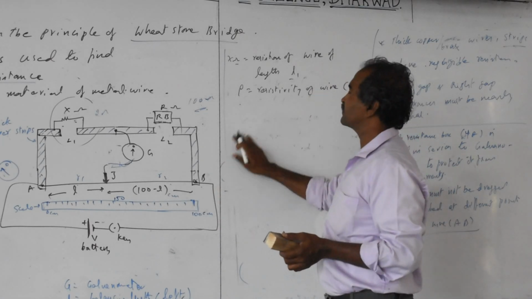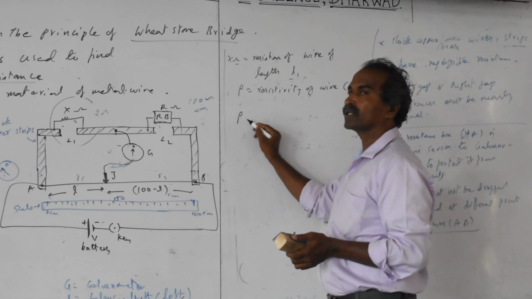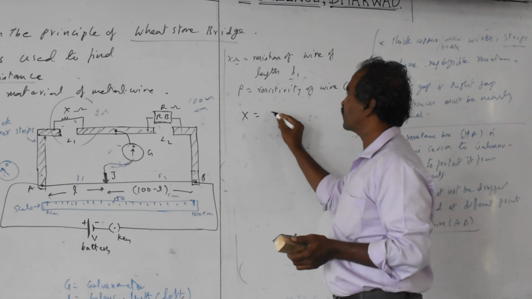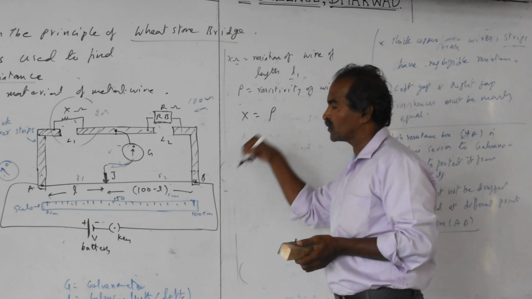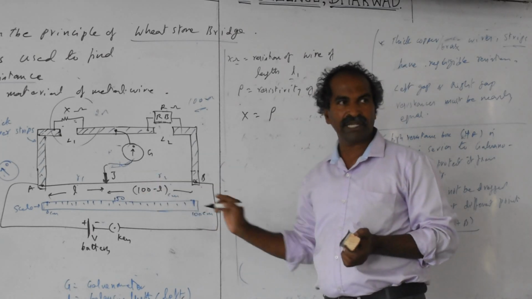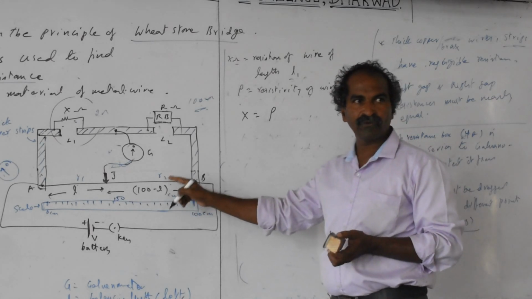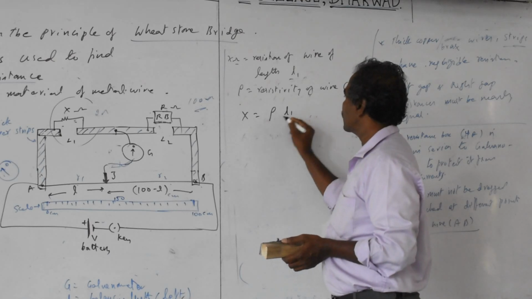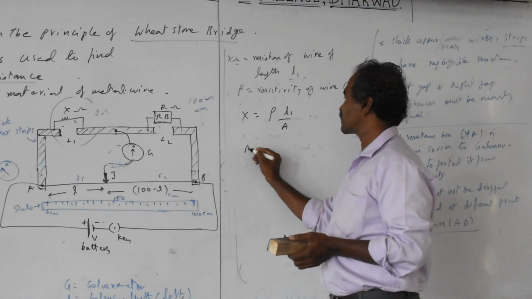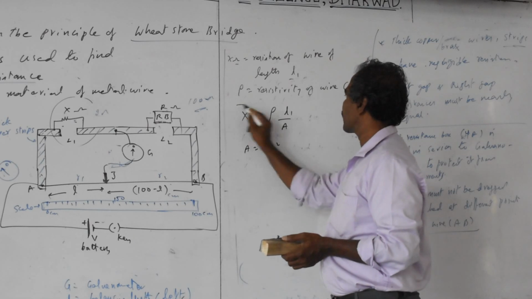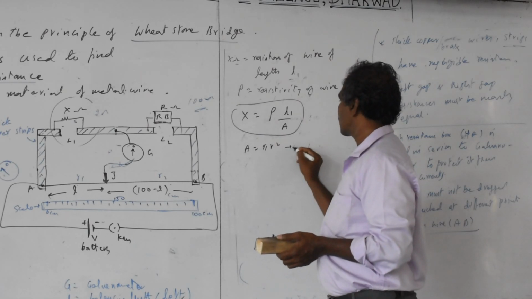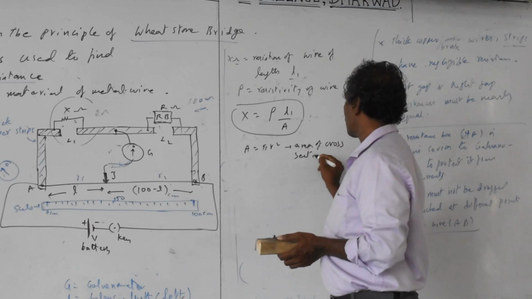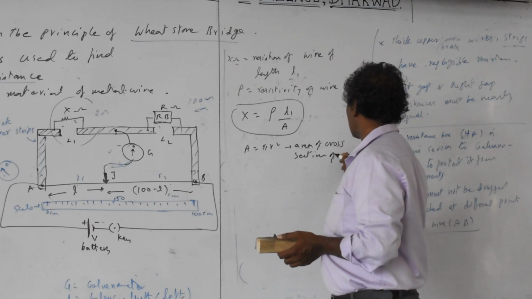This is resistance. What is the formula for resistivity? R equals rho into L by A. So R is nothing but X, the unknown resistance, which you found first. We know the X value now. So the unknown resistance equals rho into the length L1 by A, where A is the area of cross section, A equals pi r squared, of the given wire.